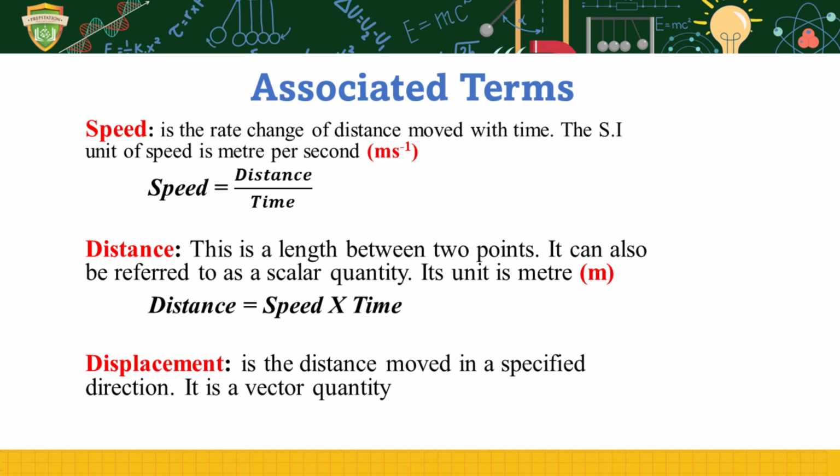Now, what is distance? Distance is the length between two positions. Once the space between two positions can be measured, you can call it distance. The length between two positions is known as distance. Distance is measured in meters. Distance can also be calculated by multiplying speed and time together. That will also give you distance.